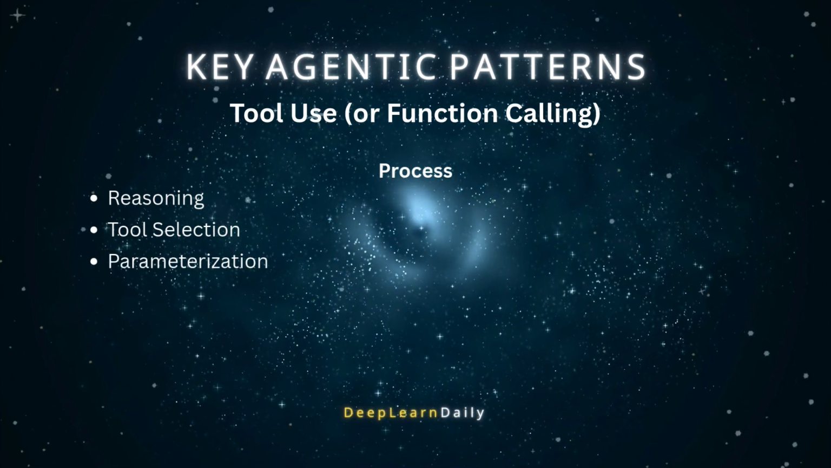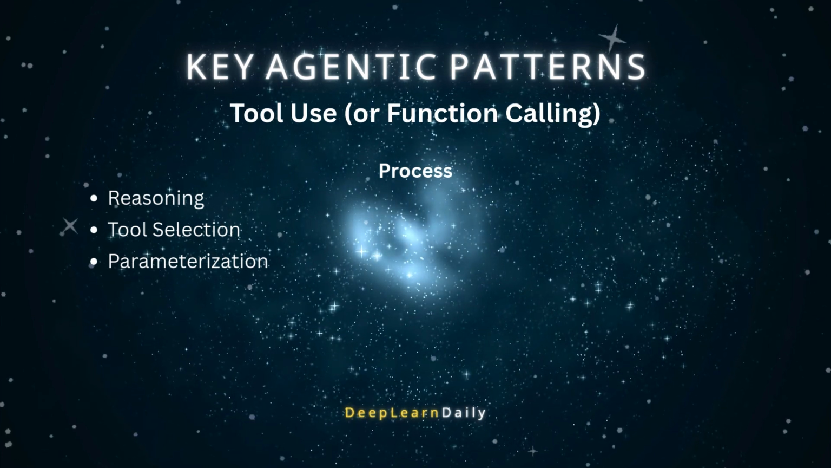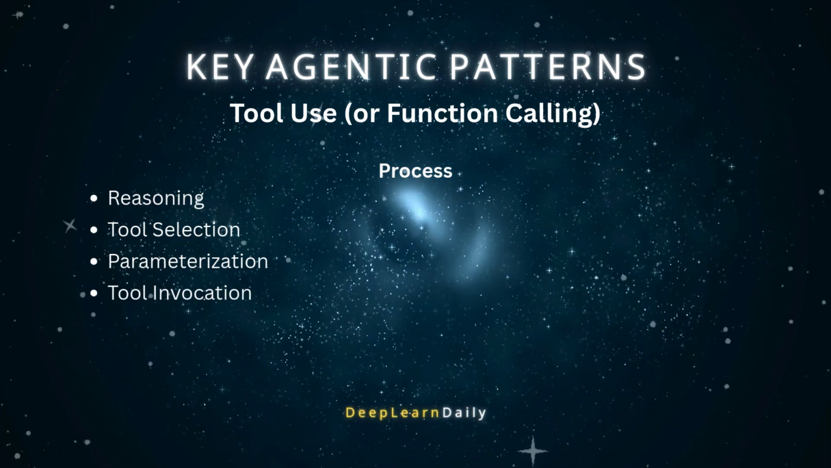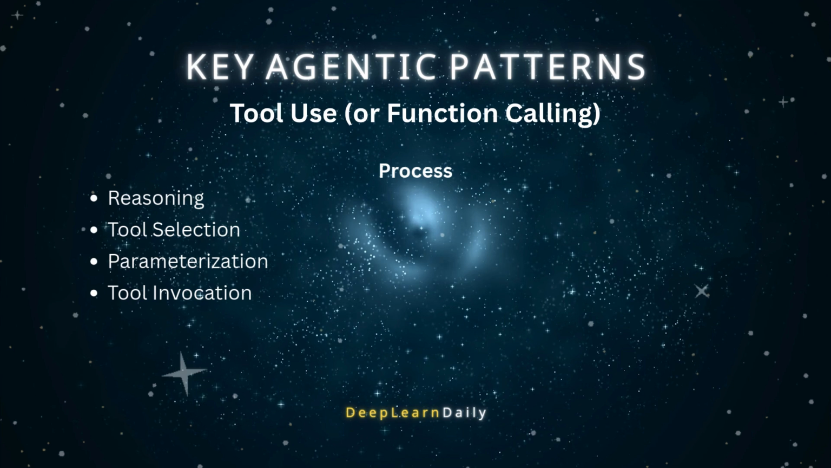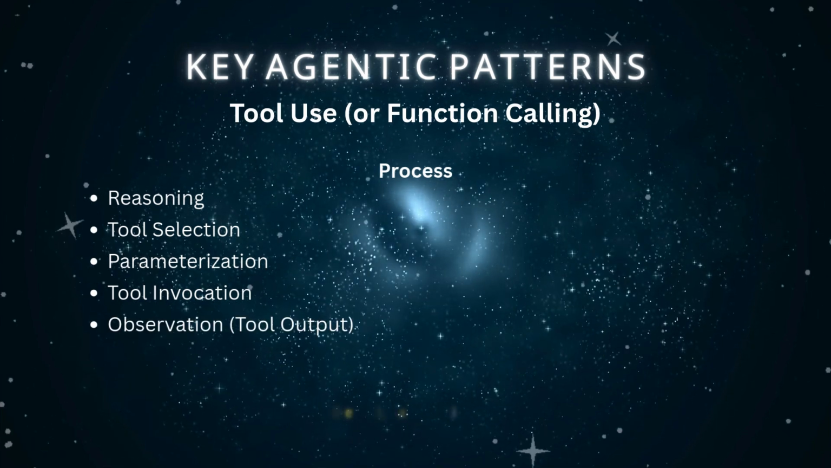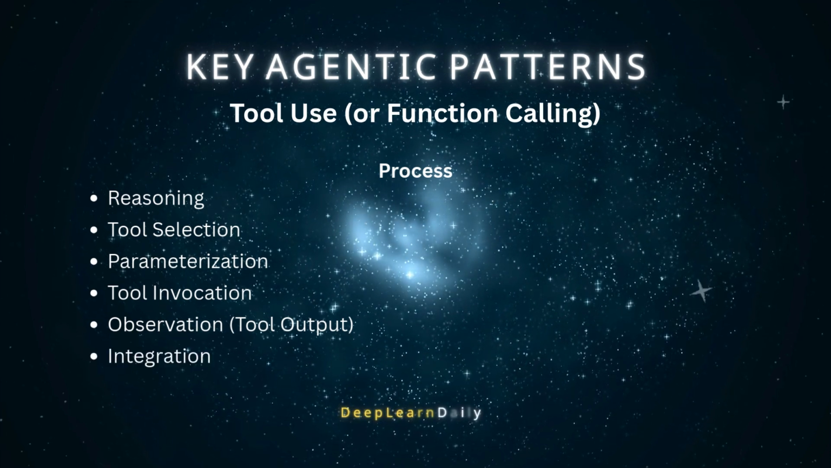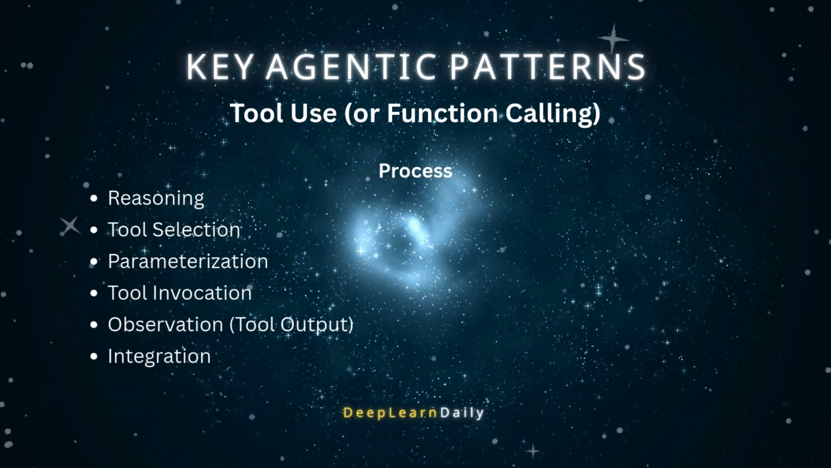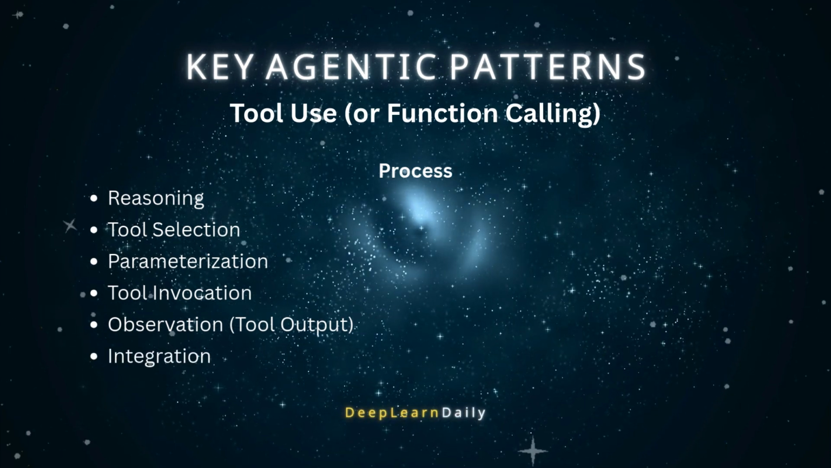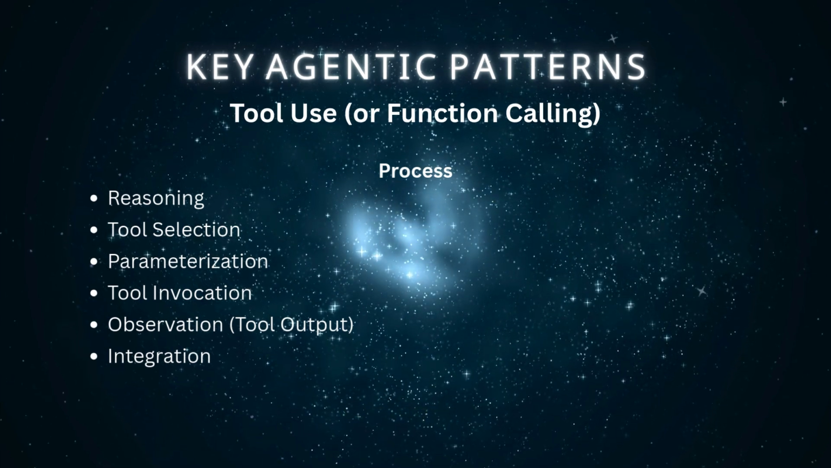Parameterization. The agent generates the correct parameters or arguments required to invoke the chosen tool. Tool invocation. The agent executes the tool with the generated parameters. Observation. Tool output. The agent receives the output or result from the tool. Integration. The agent integrates the tool's output into its reasoning process to continue working towards the goal.